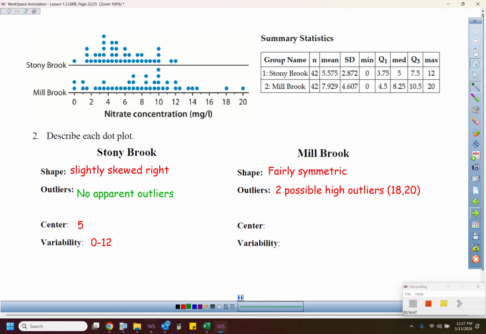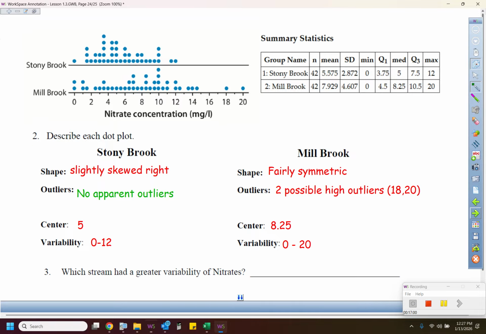Homework might have you list them. They'll be in the drop-down. But the center and the variability should not be missed, because they tell it to us. The center is at 8.25. And variability went from 0 to 20.